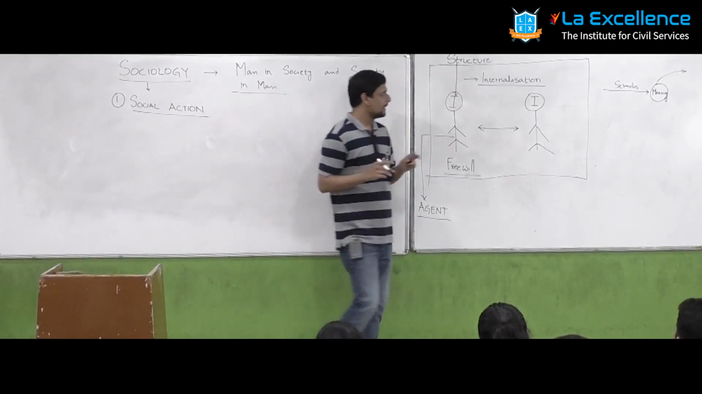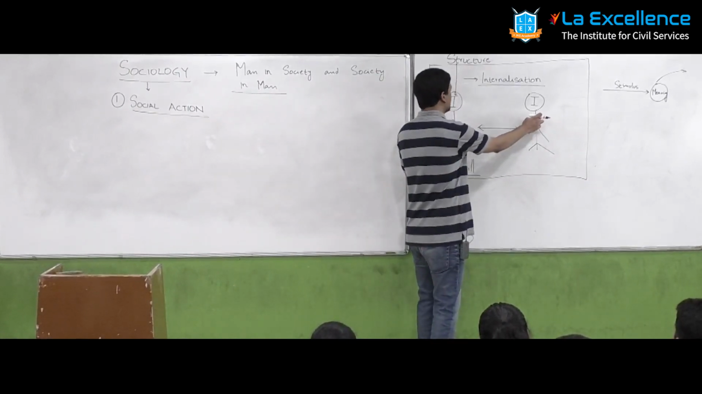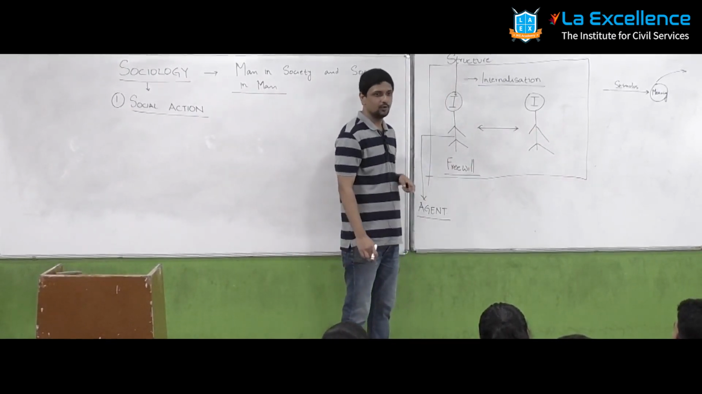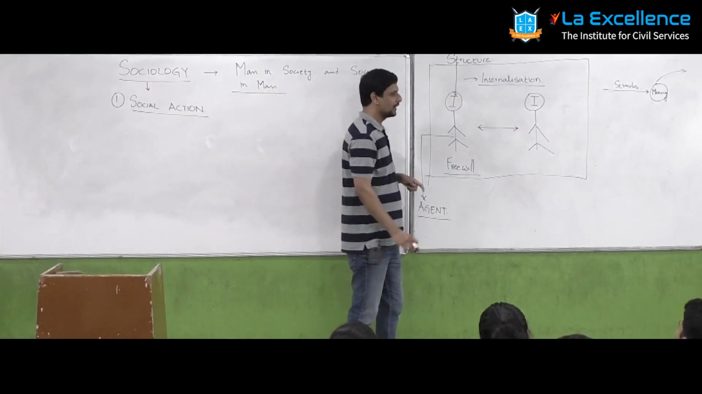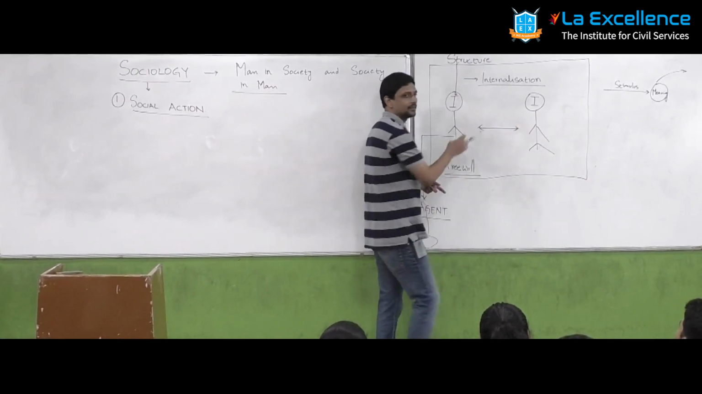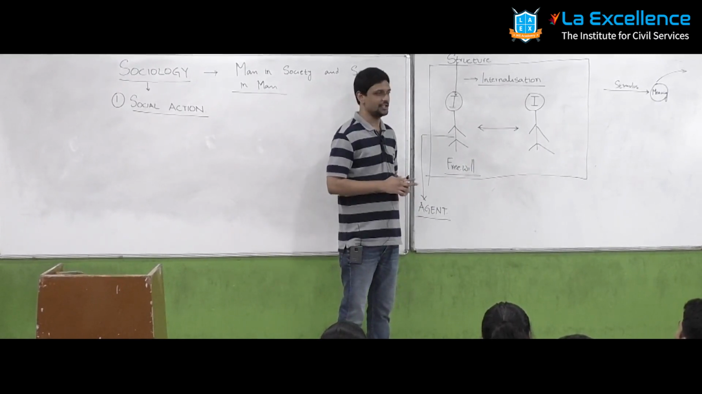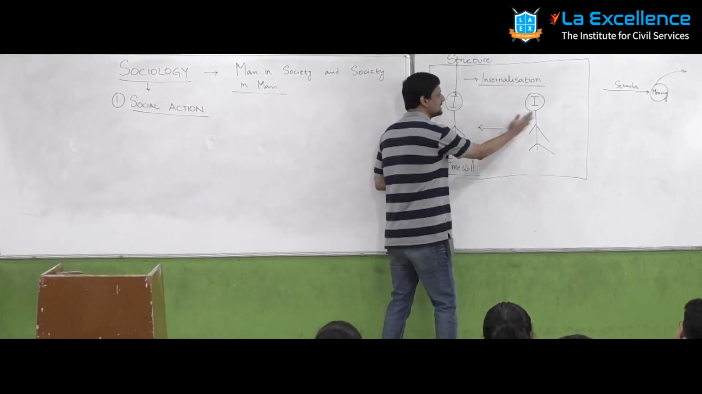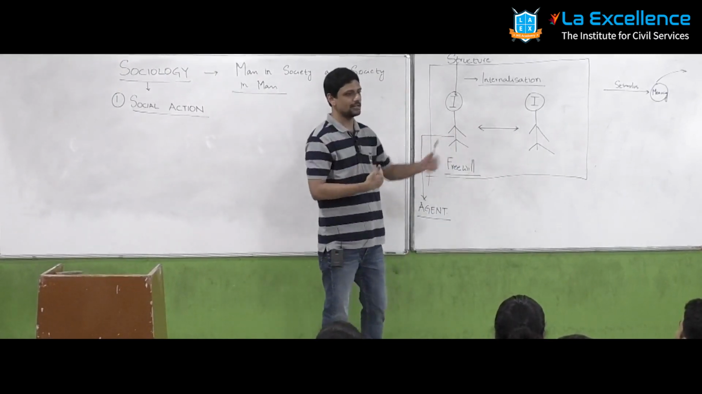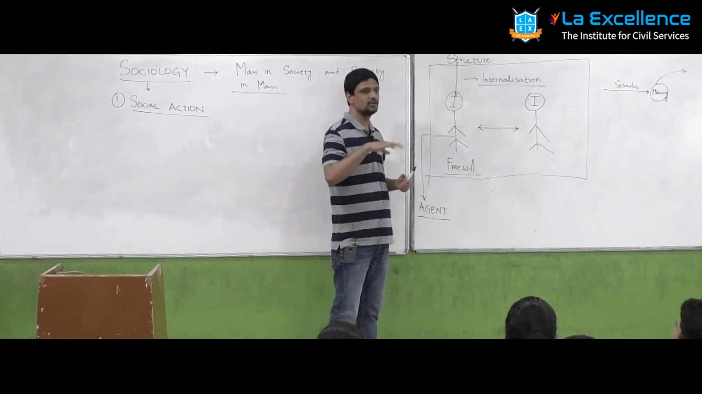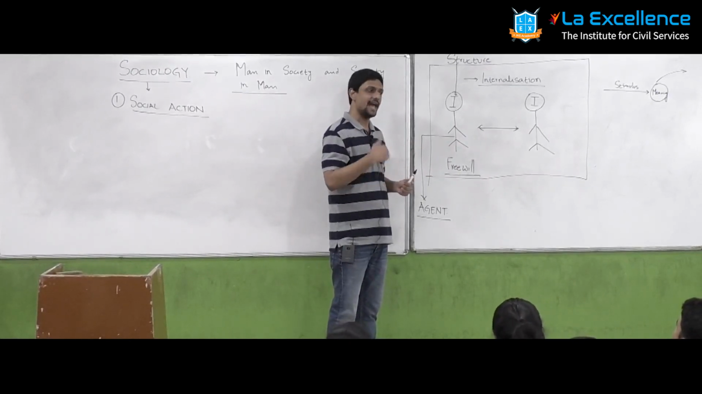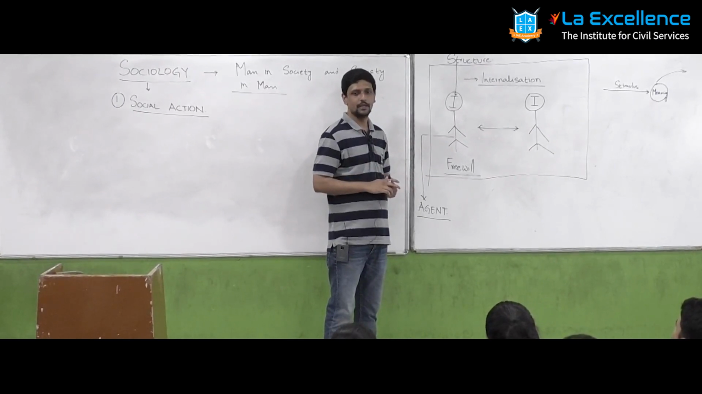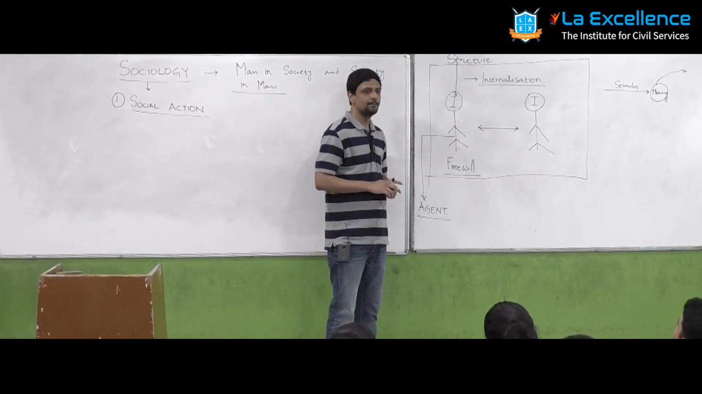Now, if there are two people in a situation and you are acting together, it is called social action. That is, you are acting towards this person. In my example, there is one more person. If there is no other person, then it is action but not social action.